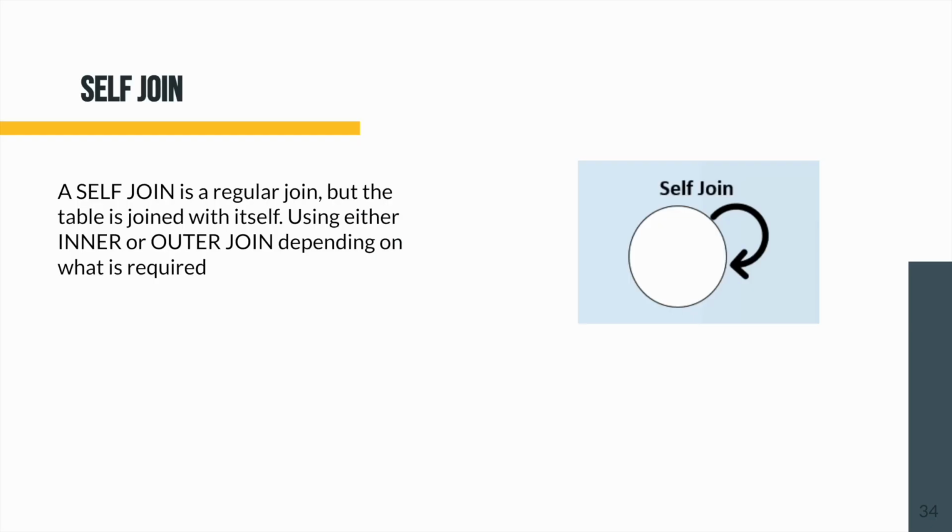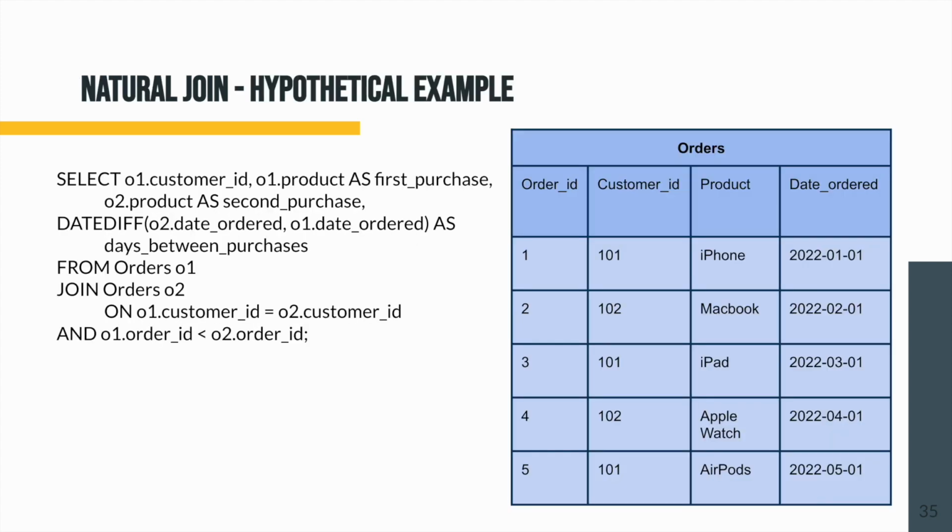All right, last one is the self join. A self join is a regular join, but the table is joined with itself. Using an inner join or outer join, depending on what you require, you can do the self join. So this is another hypothetical example. Assume I have this orders table with order ID, customer ID, product, and date ordered.